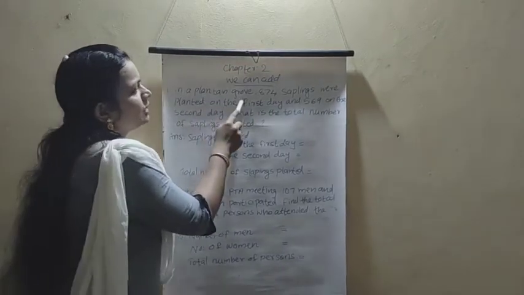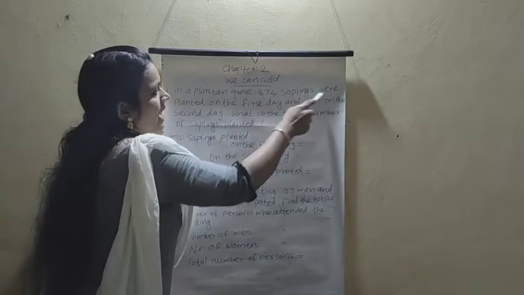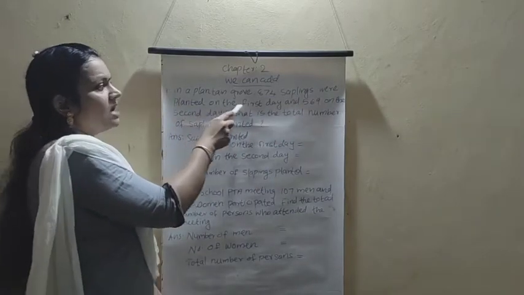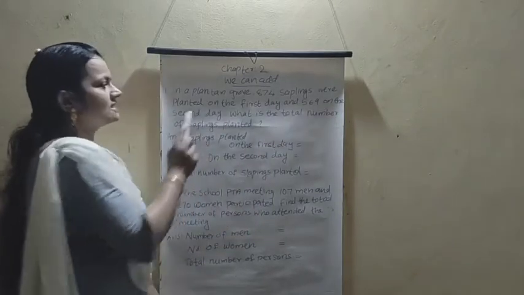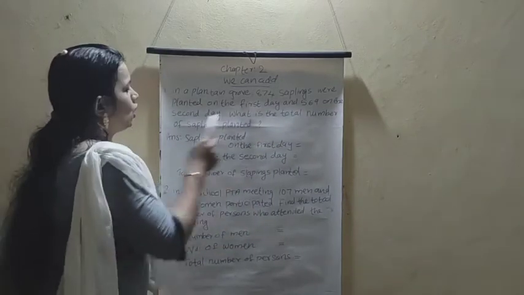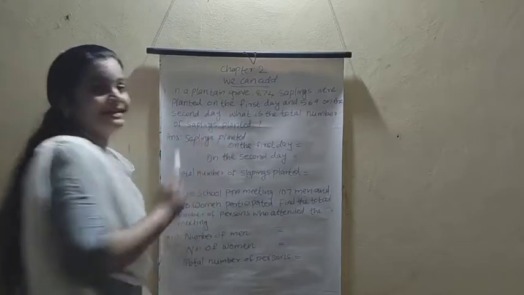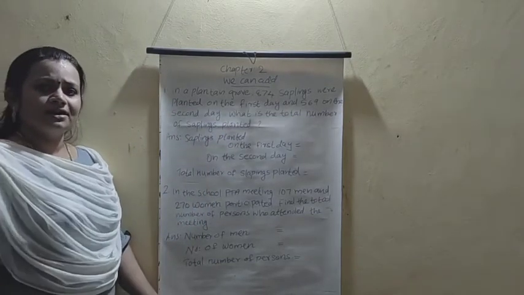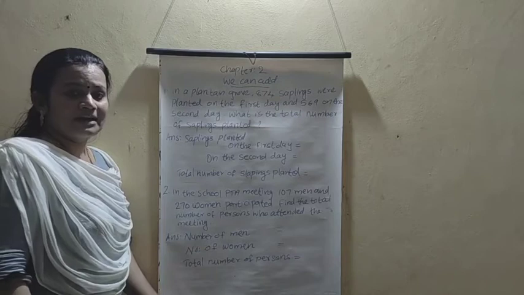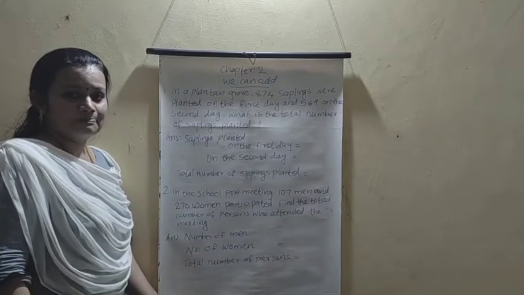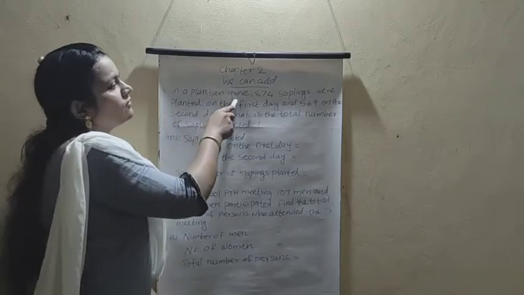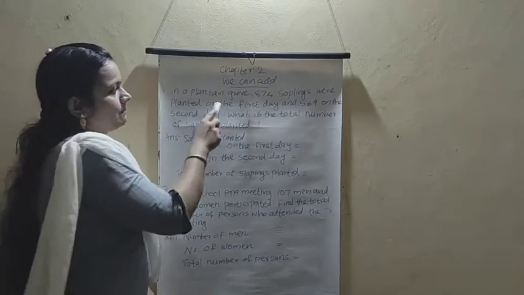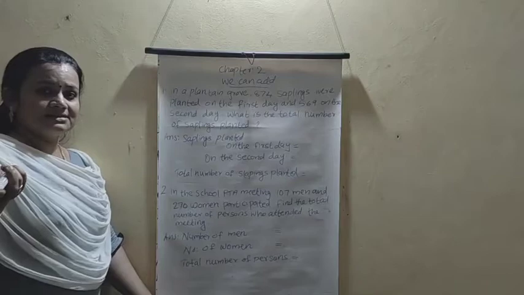In a plantain grove, 874 saplings were planted on the first day and 569 on the second day. What is the total number of saplings planted? Do you know Environment Day? The saplings are planted. Okay, then in the plantain grove on the first day, how many saplings were planted?